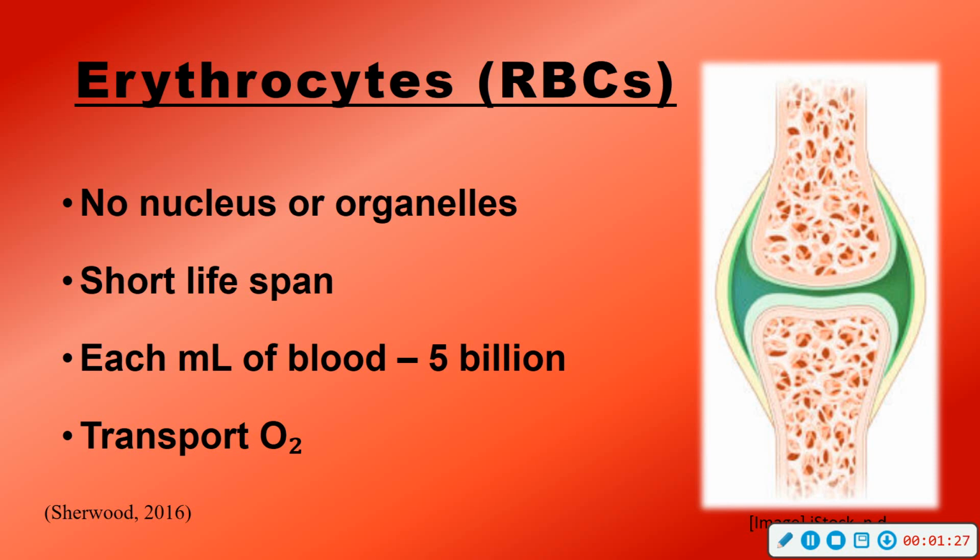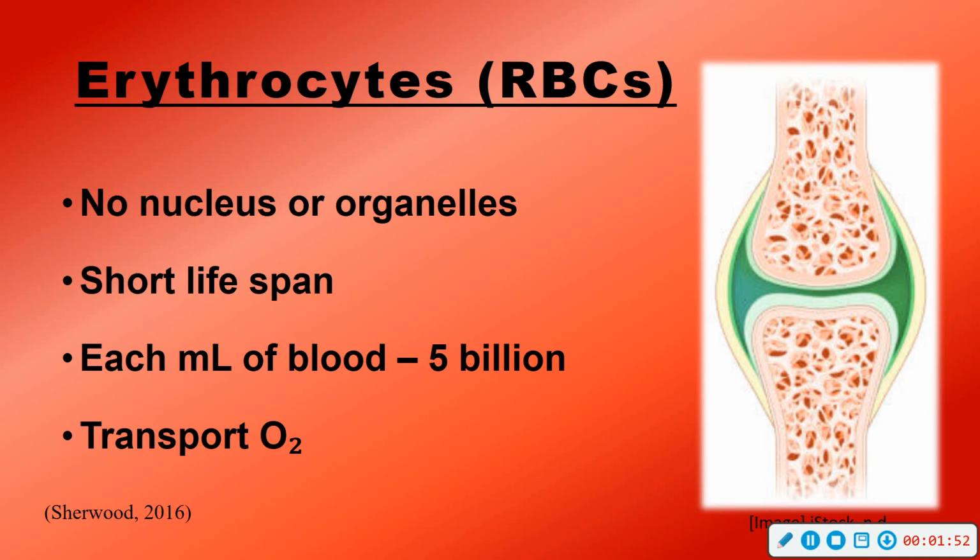There are a ton of these red blood cells in our blood. They say that there's about 5 billion in each milliliter of our blood, at least on average. And the purpose of the red blood cells is to transport oxygen throughout our body.